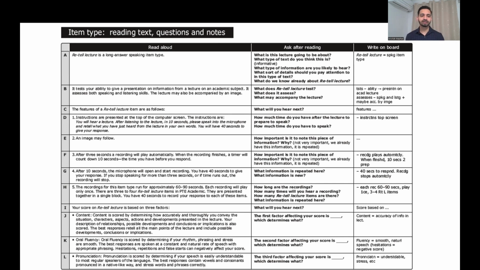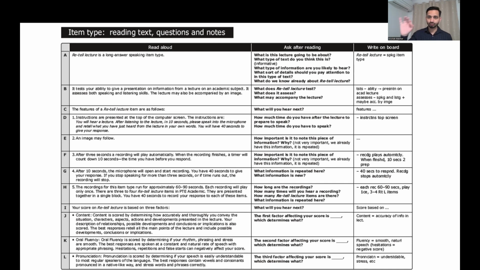So let's read out A. Retell lecture is a long answer speaking item type. That's the piece of information that has been introduced to you at the start. What is the lecture going to be about? If I ask you this question, what is the lecture going to be about? What is your answer going to be? Retell lecture, isn't it? It's going to be about Retell lecture, a long answer speaking item type, right?